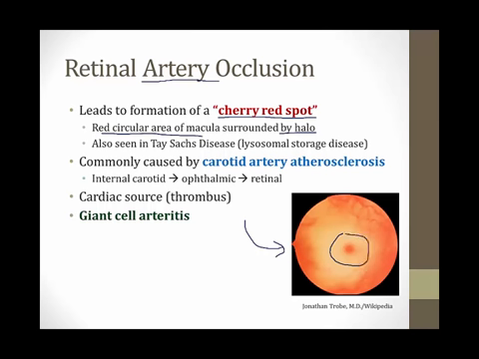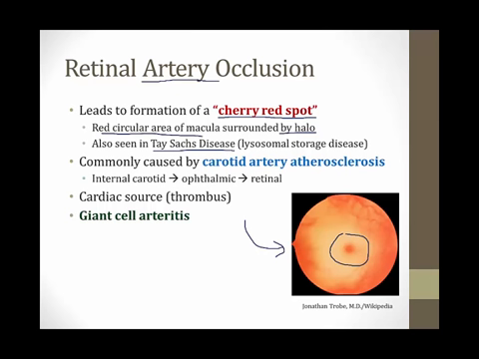Now you can also see a cherry red spot in Tay-Sachs disease, which is a lysosomal storage disease. In that situation, the cherry red spot occurs because of accumulation of sphingolipids around the macula, and that leads to the halo around the macula and the cherry red spot. In the setting of retinal artery occlusion, the halo and the cherry red spot is caused by ischemia.